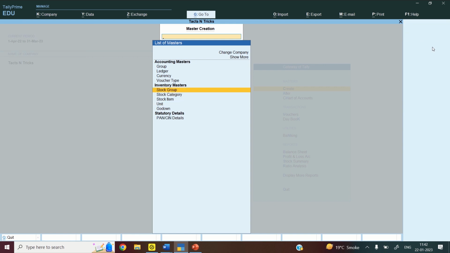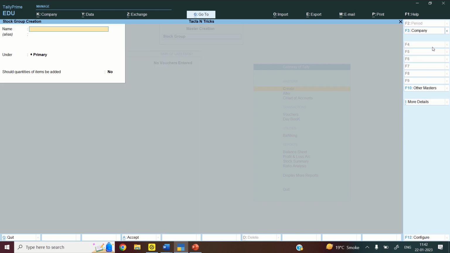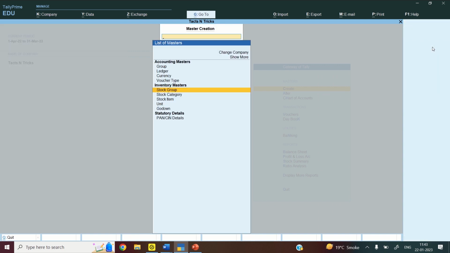Now I will enter group, stock group. The company is dealing into two groups, that is shirts. Should the quantities be added? Yes. And another one is trousers. Trousers. Should the quantities be added? Yes. Okay. So escape, escape, right?